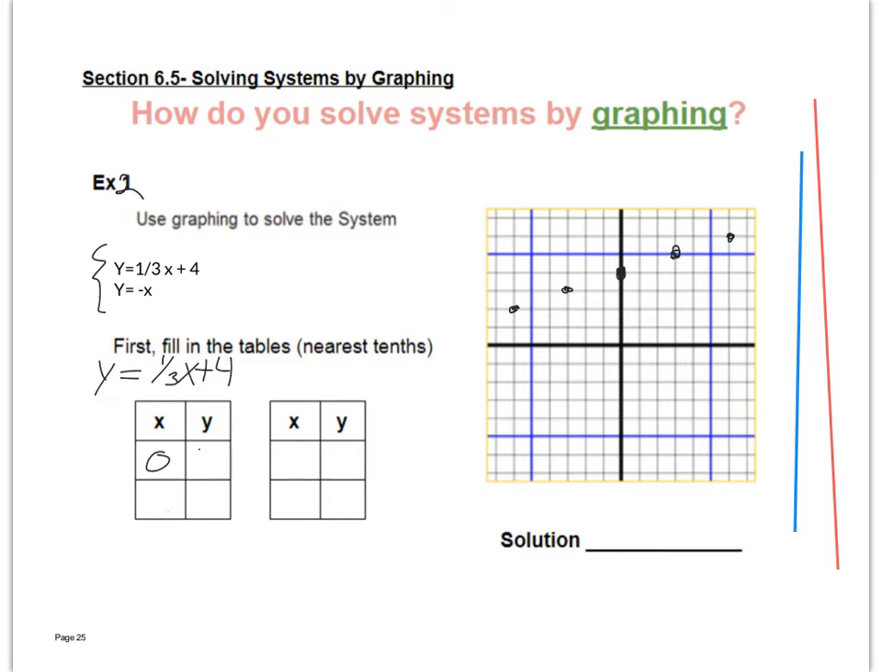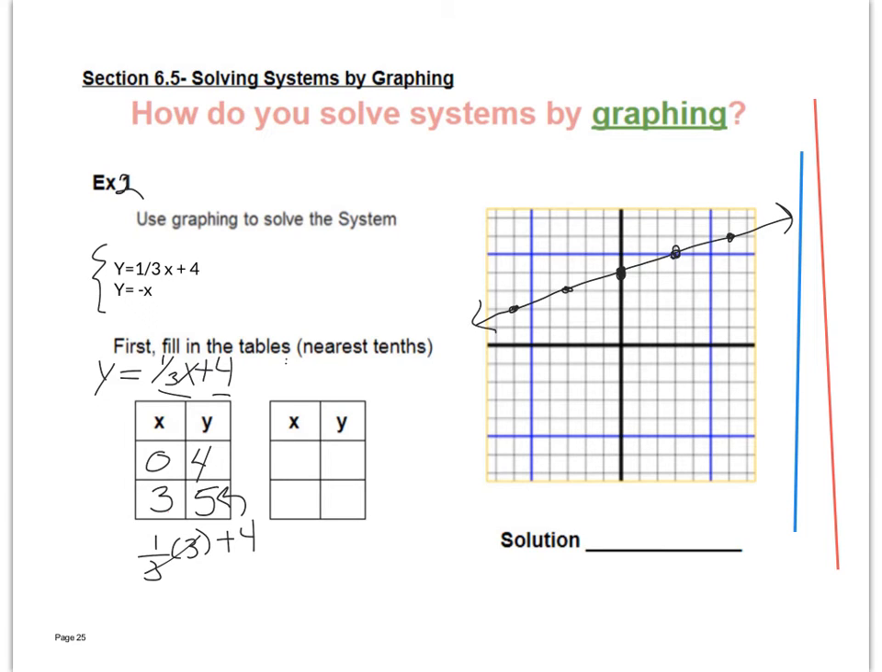If you have to fill in the table, and on GMM it does, you put in 0 for x, you get out 4 for y. That's your y-intercept. Put in 3 because that's the denominator, and then you get 5 because 1/3 times 3 is 1, but then you have to add the 4 on, so you get 5 total right there. Now for the second one, I'm going to draw that line in.